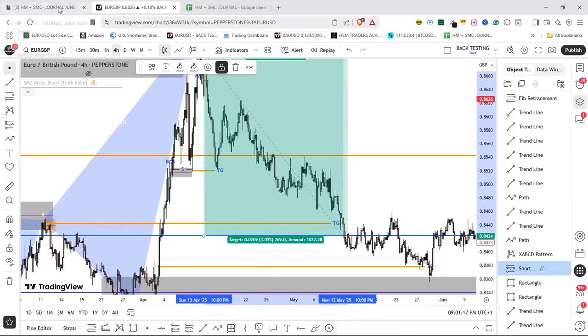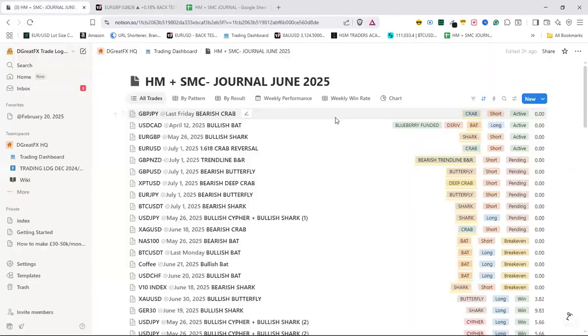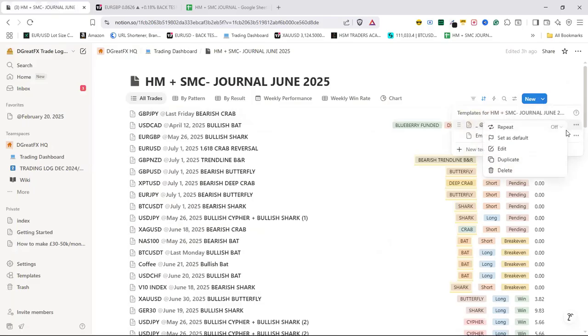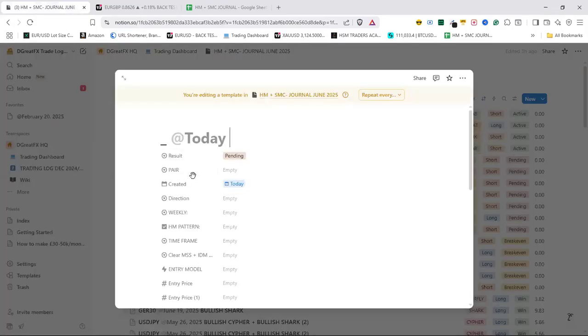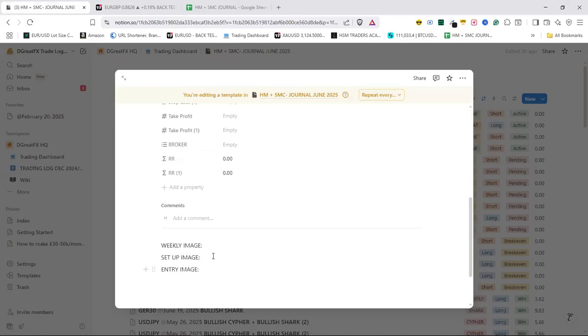How do you journal this? Now I've shared this journal template with you guys. So we're going to be adding something to the journal template now. Okay, you have access to all of this. So now if you go to new, you will see the template. You click on that, you click on edit. If you click on edit, I've added some things on this. You can add all of this information here. I've also added risk to reward.